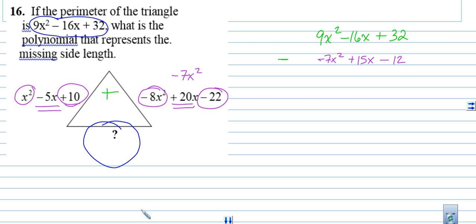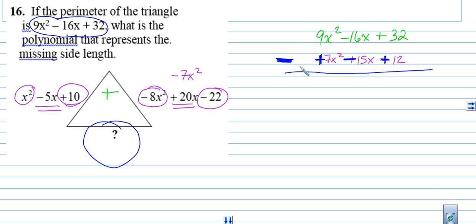And so there's several ways you can look at this from this point. You can say, okay, how far is negative 7 from positive 9? How far is positive 15 from negative 16? How far is negative 12 from 32? And that'd be your remainder. Or you can subtract all this. Don't forget to subtract, which means you change the signs. Because subtracting a positive is really subtracting, and subtracting a negative is really adding.